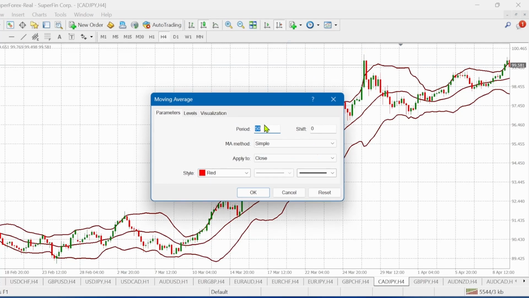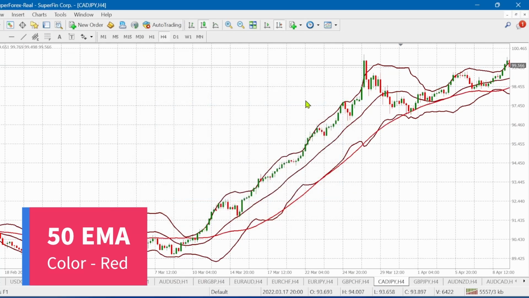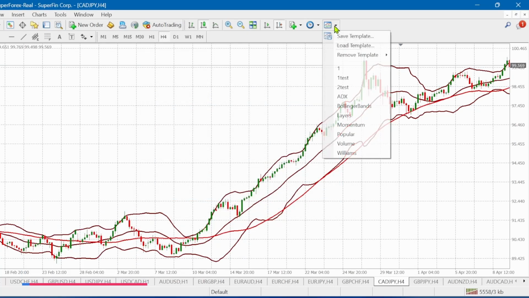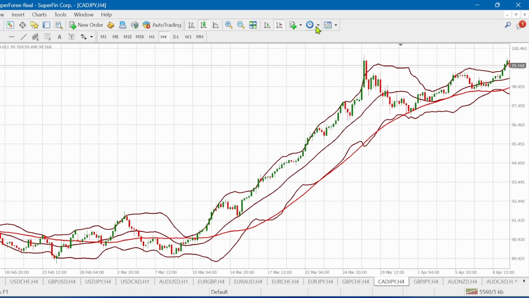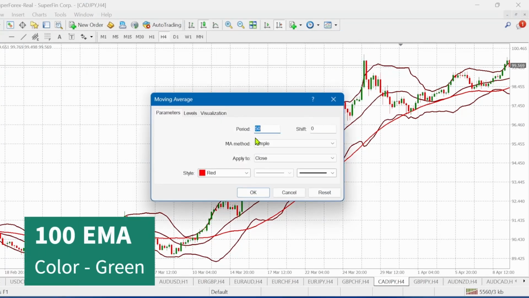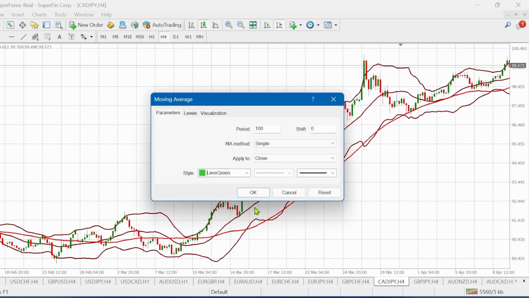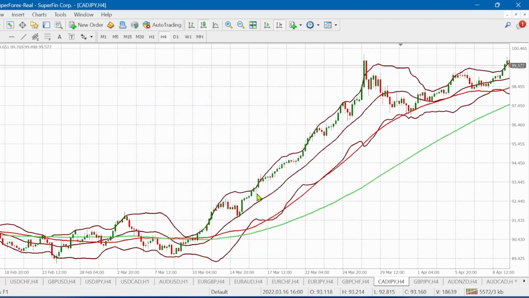Moving average. The first indicator is 50 EMA. Let's color it as red. The second EMA is EMA 100. Let's color it as green. Perfect.